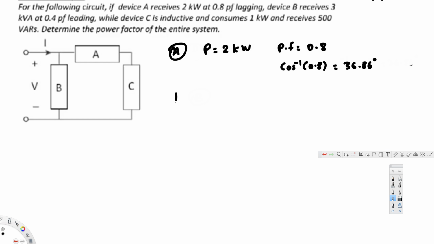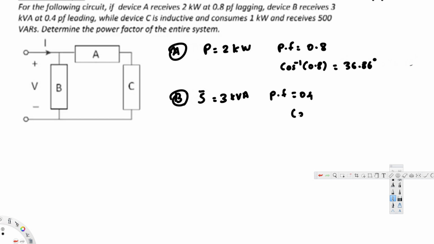Okay, and let's look at the given information for B. For B, they have given kVA. That means this is going to be S, the apparent power, and that's equivalent to 3 kVA. Also the power factor is provided, that is equivalent to 0.4, but this one is leading. Now we are going to calculate the angle using cos inverse 0.4, and if you calculate this angle you are going to get 66.42 degrees. Since they have mentioned this is leading, this is going to be a negative angle.